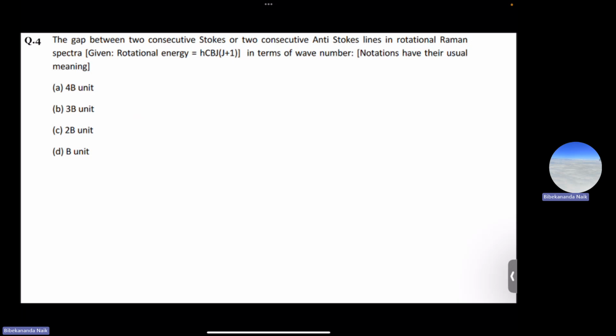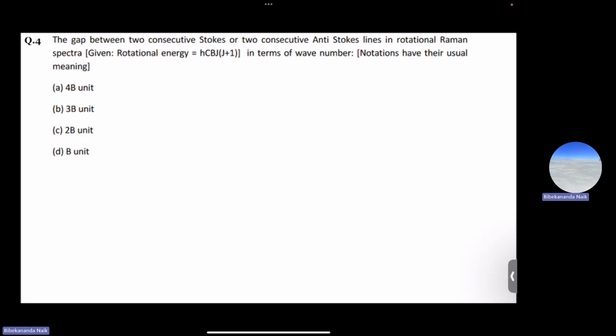That is, h is the Planck constant, c is the velocity of light in vacuum, J is the rotational quantum number, and B is the rotation constant. And the options are option A, 4B unit, option B, 3B unit, option C, 2B unit, or option D, B unit. So these are the four options, and we need to find out the correct answer.